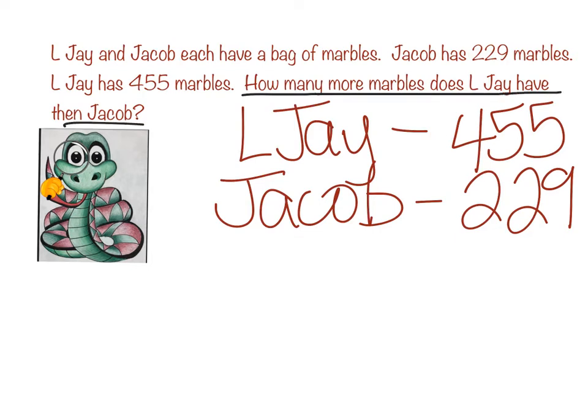So looking at the problem, I can tell myself, okay, well, I know that this is a bigger number. So LJ does have more than Jacob. My job is to figure out how many more. So I have to think about how I'm going to organize it, and then I'm going to launch a strategy to solve it.